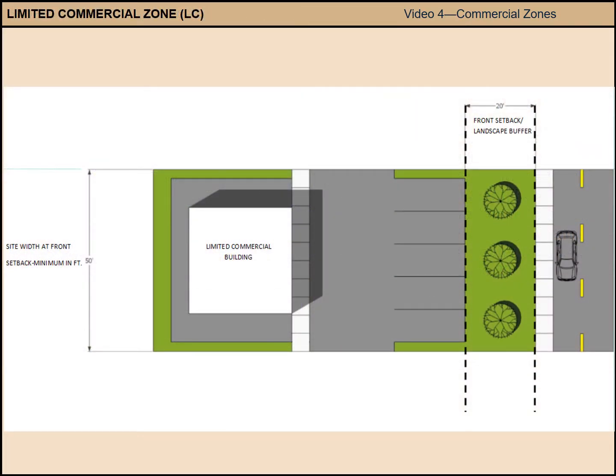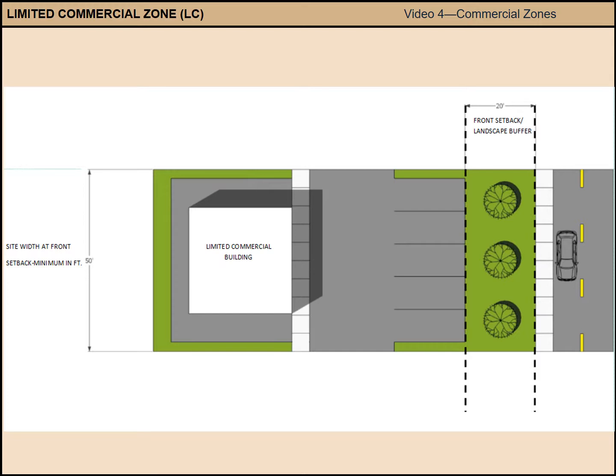The next 2 slides deal with the limited commercial or LC zone. LC is meant to be more of a pedestrian-friendly zone because it will typically be located close to neighborhoods. That does not mean that large-scale commercial development can't be built here. It just means that the site development standards are a little different than the highway commercial zone, which is meant to be located near highways and other major roadways.